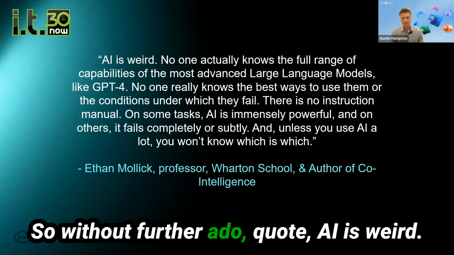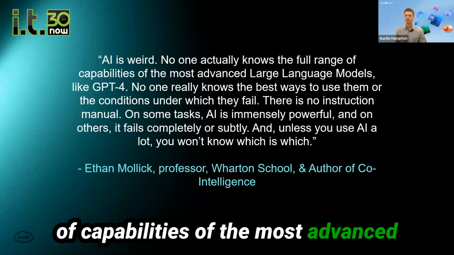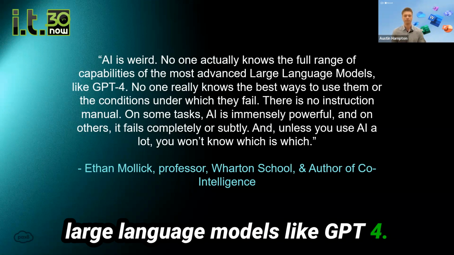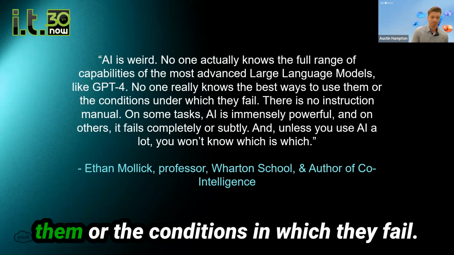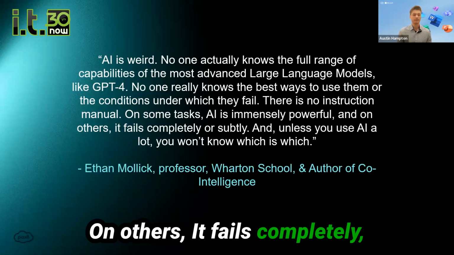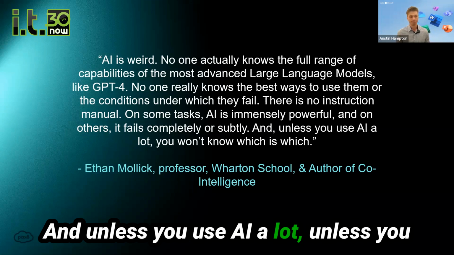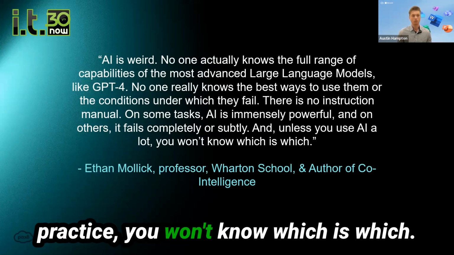So without further ado, quote: AI is weird. No one actually knows the full range of capabilities of the most advanced large language models, like GPT-4. No one really knows the best ways to use them or the conditions in which they fail. There's no instruction manual. On some tasks, AI is immensely powerful. On others, it fails completely, or worse, in my opinion, subtly. And unless you use AI a lot, unless you practice, you won't know which is which.